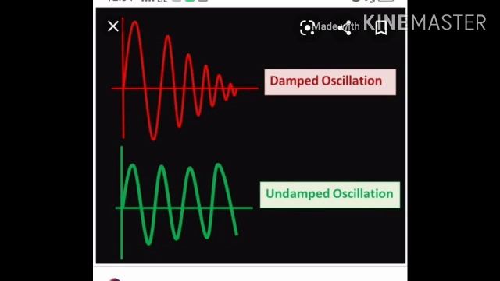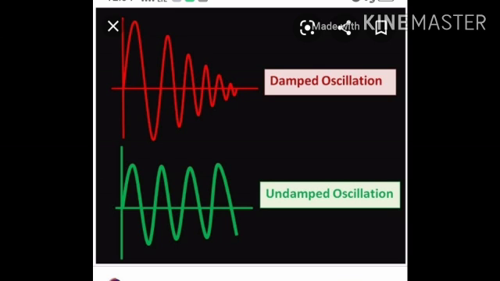Next, types of sinusoidal. It can be of two types, damped and undamped. If the amplitude of the electrical oscillations decreases with time due to the energy loss, it is called the damped oscillation. The first diagram is the representation of the damped oscillation. Next, undamped. If the amplitude of the electrical oscillation remains constant with time, it is the undamped oscillation. The second diagram is the representation of the undamped oscillation.